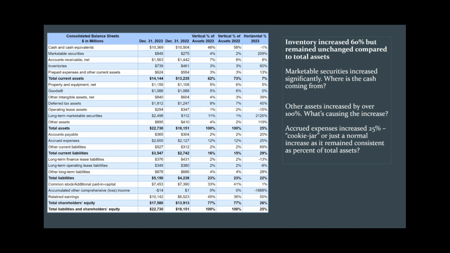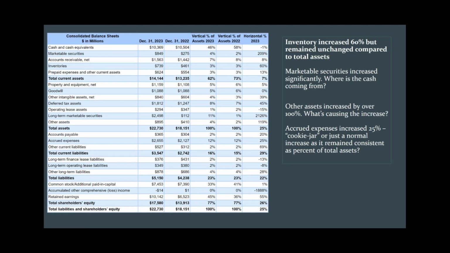So let's see if we can find that. Inventories, horizontal analysis up 60%, but it's still 3% of total assets for both 2022 and 2023 when we look at the vertical analysis. Marketable securities increased significantly. So we see marketable securities 209% here, the current portion. And then I think there's a long-term portion which is up 2,126%. So this company had a significant increase, and you'd want to look into that to see where that cash is coming from.